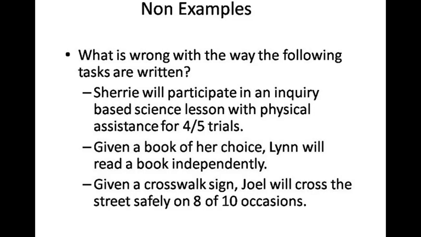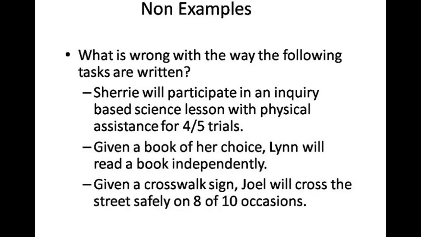In the next example, given a book of her choice, Lynn will read a book independently. What's the issue with this? First of all, we need to look, is there a condition, a behavior, and a criteria for mastery? Well, no, there's no criteria for mastery. And for the behavior, read a book independently, what does read a book actually entail? Again, it's very difficult, and if you and I were looking at that same task, we might measure it differently or mark it differently because we don't know what read a book really looks like or what those specific explicit behaviors would be.